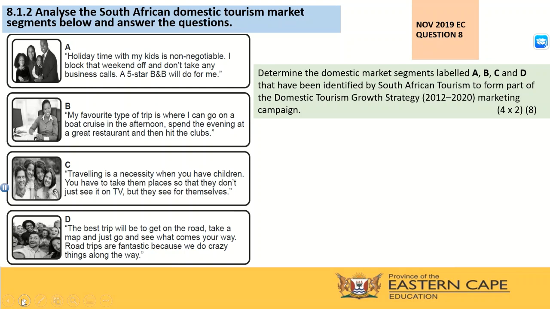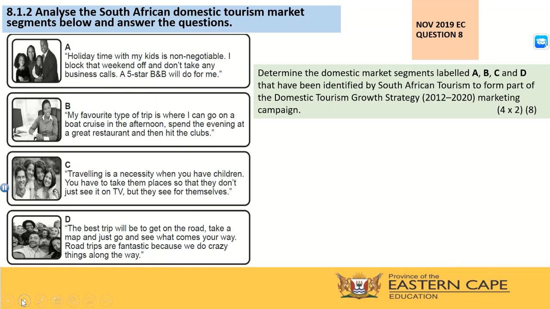And finally, the bottom domestic tourism market segment refers to the young people taking a selfie there. The best trip will be to get on the road, take a map, and just go and see what comes your way. Road trips are fantastic because we do crazy things along the way. And that looks like, to me, people that are spontaneous and just do things on the spur of the moment.